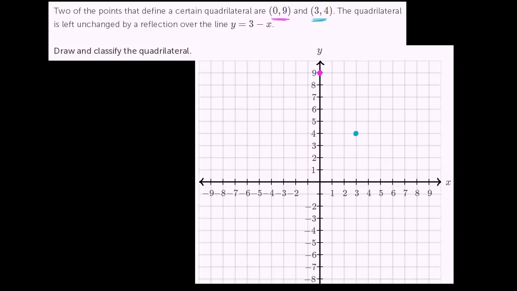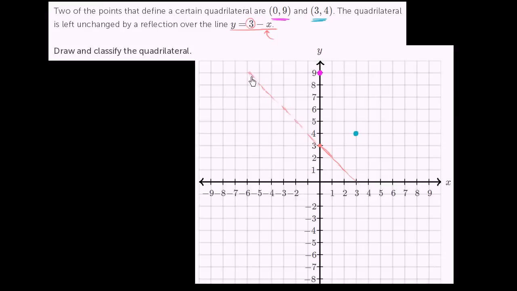And then they tell us that the quadrilateral is left unchanged by a reflection over the line y is equal to 3 minus x. So when x is 0, y is 3. That's our y-intercept. And it has a slope of -1. You could view this as 3 minus 1x. So the line looks like this. Every time we increase our x by 1, we decrease our y by 1. So the line looks something like this. y is equal to 3 minus x. Try to draw it pretty carefully.